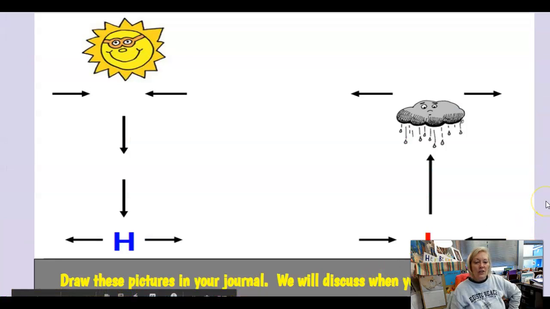On the next screen, I'd like you to draw these two pictures in your journal. When you come back to class, we're going to do some talking about what those pictures are doing. Notice we have a sunshine here. We have arrows going down, arrows coming to the middle, and arrows going out here. On this particular side, we also have an H. On this side, we have a cloud, and we have arrows going out. We have an L here at the bottom. We have arrows going toward the L, and then up, and then out.